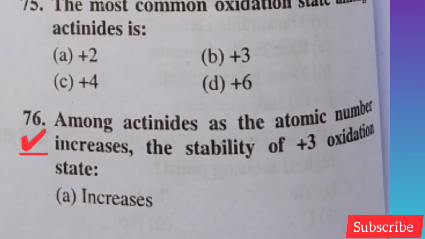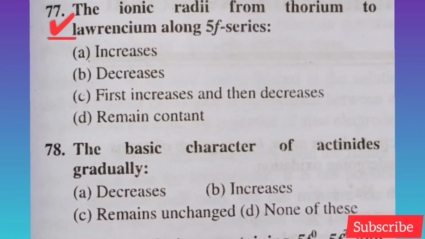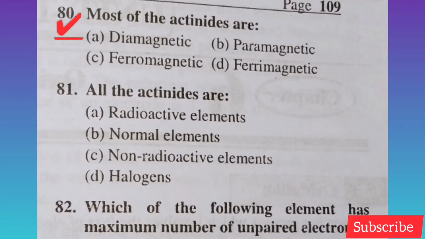Next question is among actinides as the atomic number increases the stability of the +3 oxidation state increases, option A is correct. Question 7, the ionic radii from thorium to lawrencium along the 5f series, option B is correct, decreases. Next question is the basic character of actinides gradually decreases, option A is correct. Question number 80, most of the actinides are paramagnetic, option B is correct. Question number 81, all the actinides are radioactive elements, option A is correct.